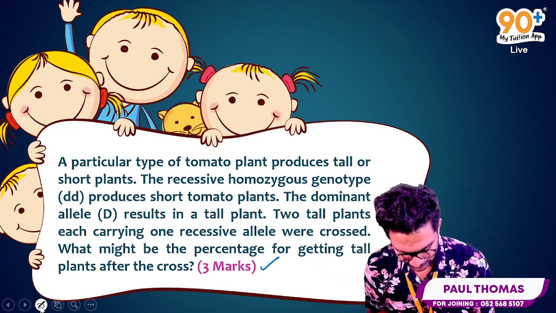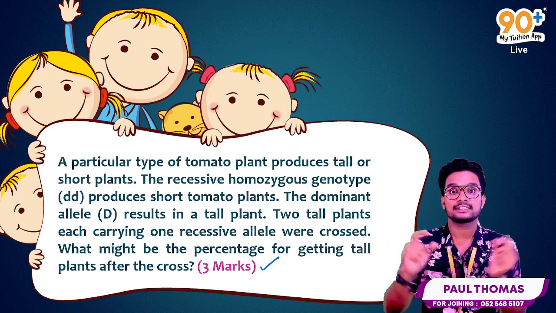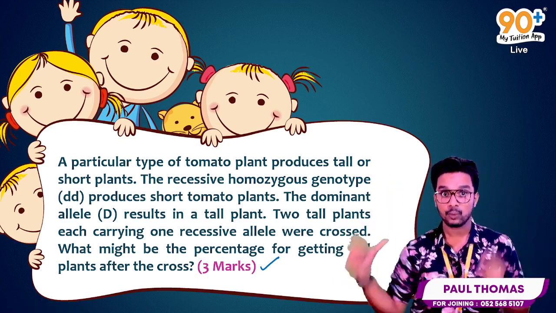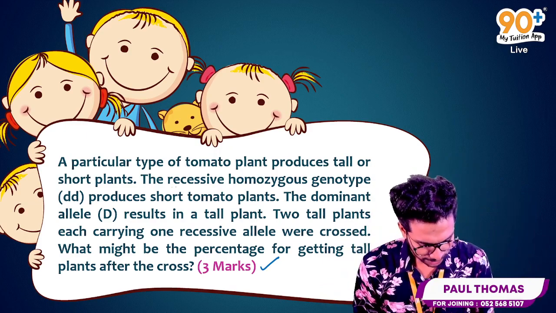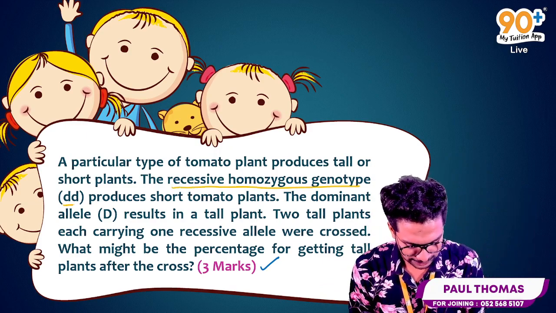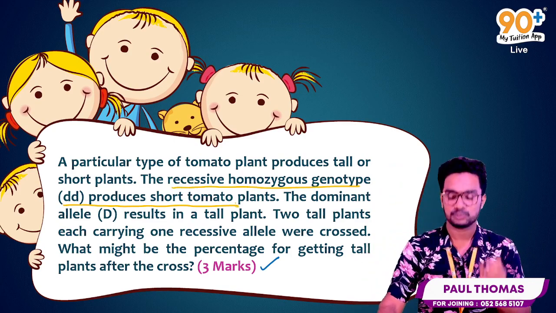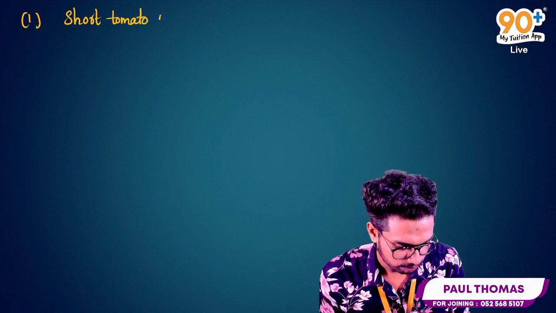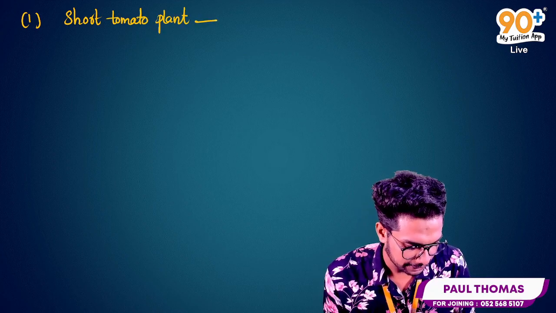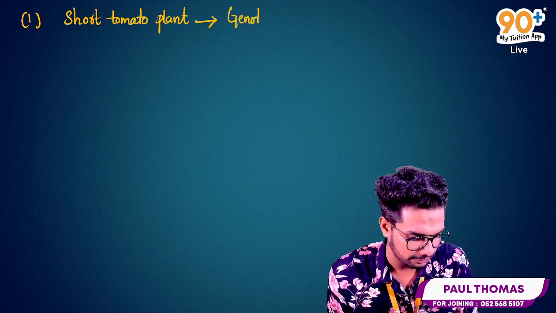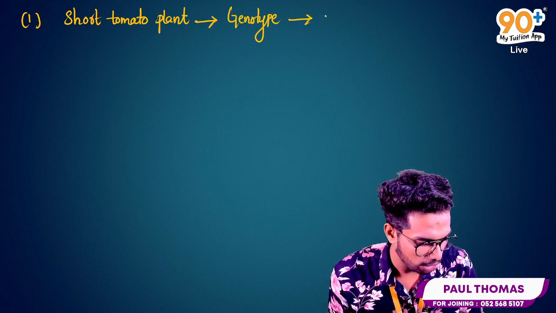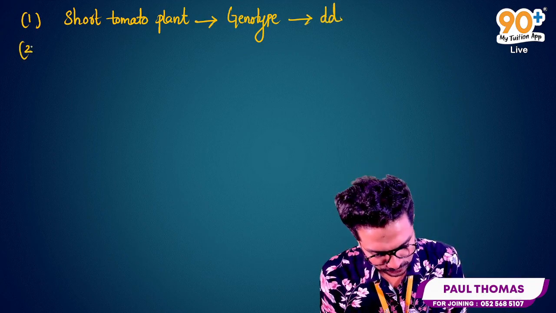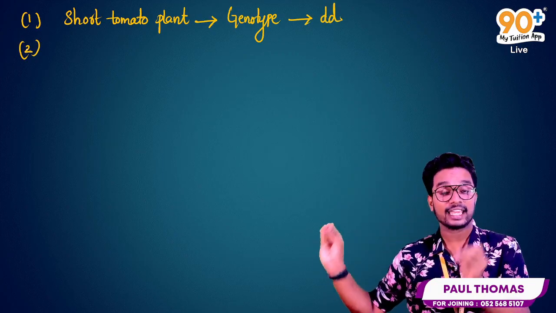First we need to derive the clue points hidden in our question. That is, the recessive homozygous genotype small d produces a short tomato plant. Now we can write the point. The first clue is short tomato plant. The genotype for the short tomato plant will be small d small d. You know that. Just write all the clue points which are hidden in our question.